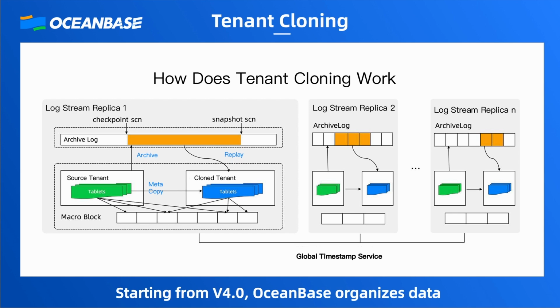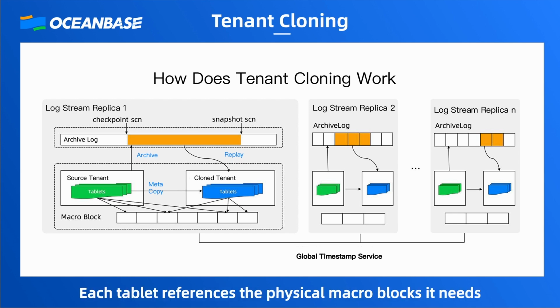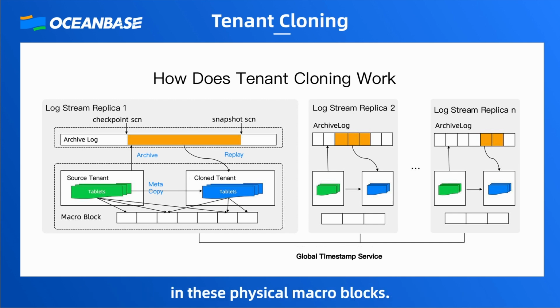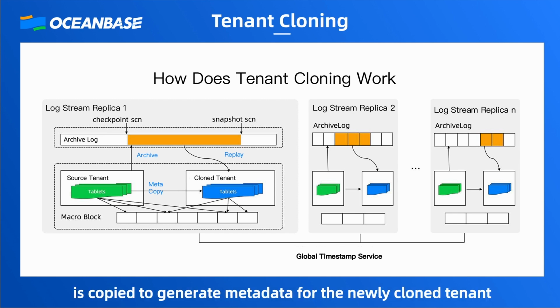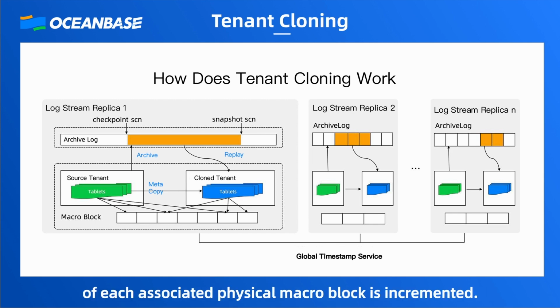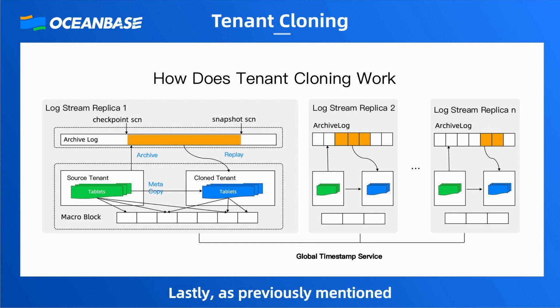Next is the data part. Starting from version 4.0, OceanBase organizes data in the form of tablets. Each tablet references the physical macro blocks it needs, and the data is eventually stored in these physical macro blocks. During the cloning process, the metadata of each tablet of the source tenant is copied to generate metadata for the newly cloned tenant, and the reference count of each associated physical macro block is incremented. Lastly, as previously mentioned, OceanBase uses a global timestamp service, GTS, to obtain the final consistent snapshot point.